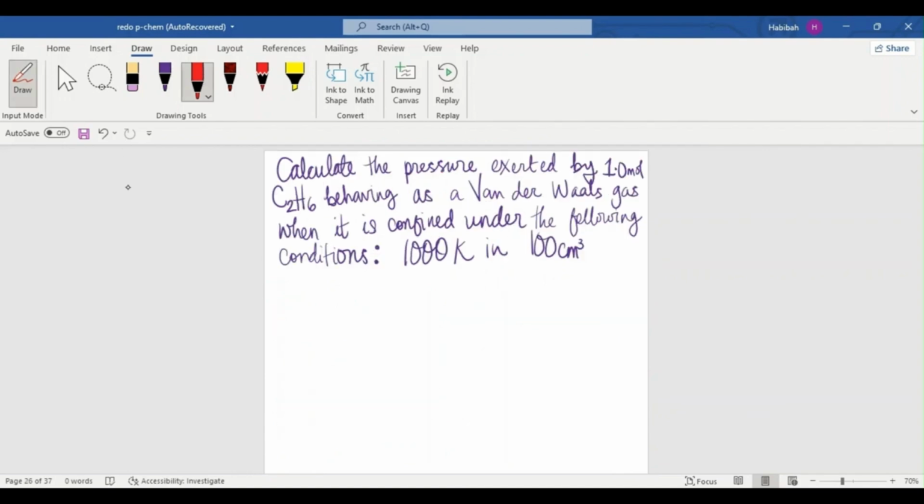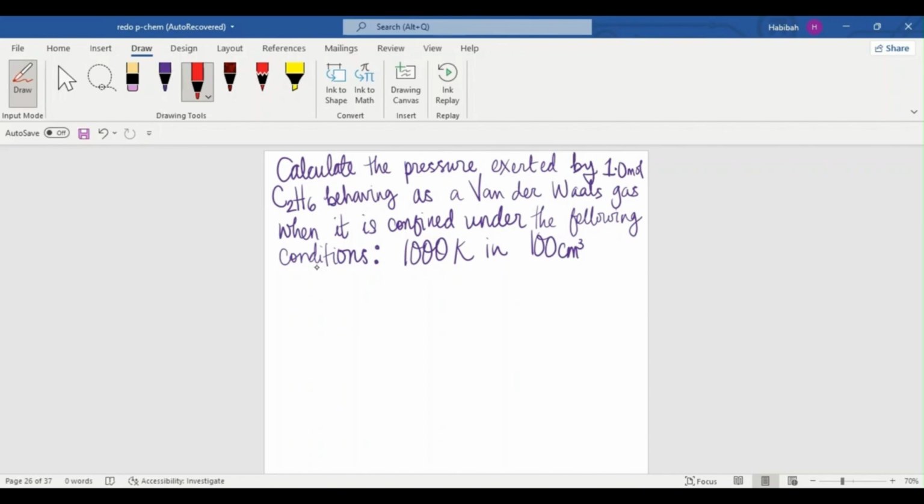Salam and welcome everyone. So today we're going to be working on the question on the screen that says: calculate the pressure exerted by 1.0 mole of ethane behaving as a van der Waals gas when it is confined under the following condition, which is just 1,000 Kelvin in 100 centimeter cube.